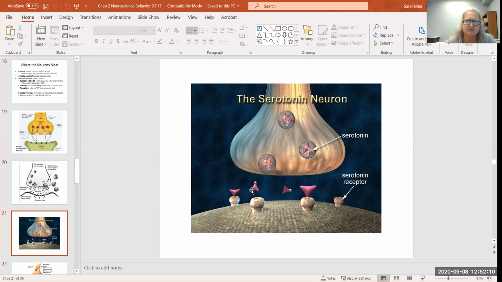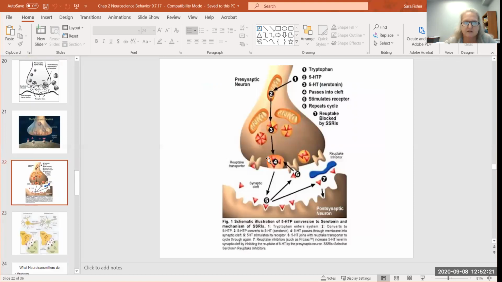I'll talk more specifically when I get to the discussion about neurotransmitters. So serotonin is floating across and binding in the receptor sites. They open the lock, sometimes they flow back.